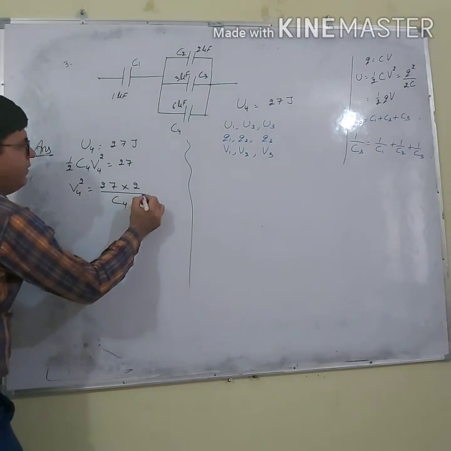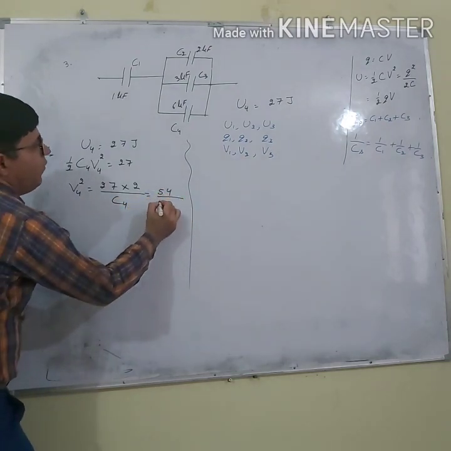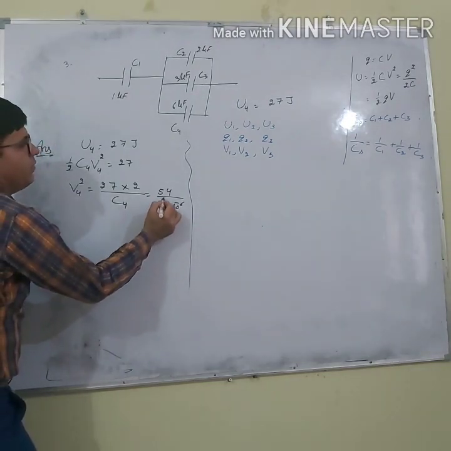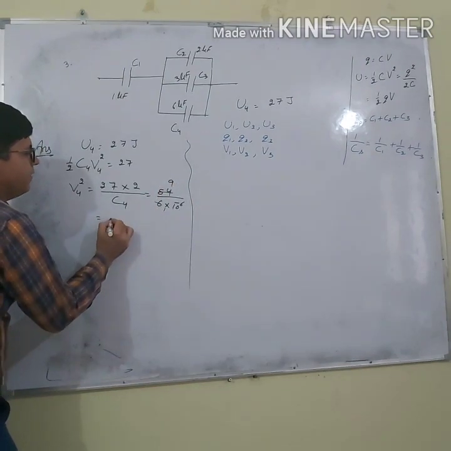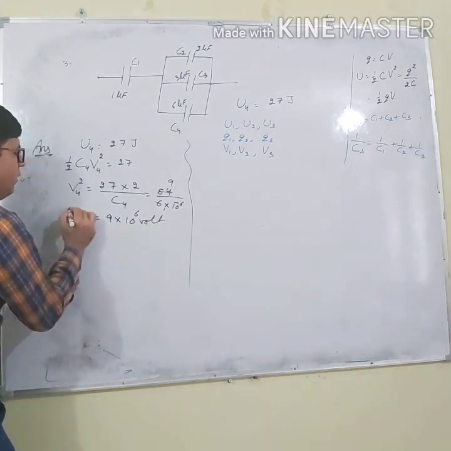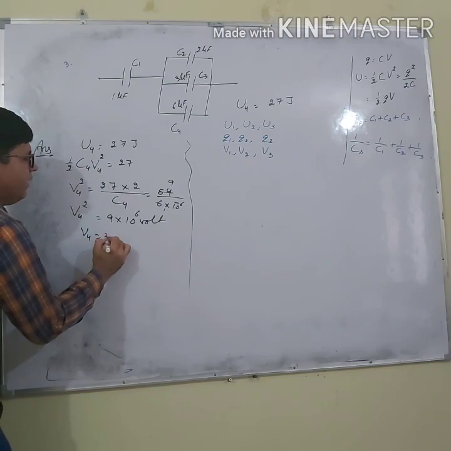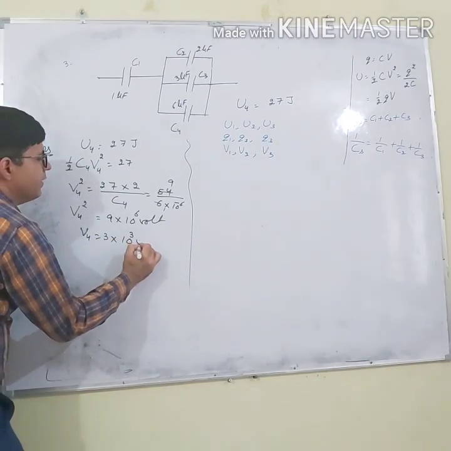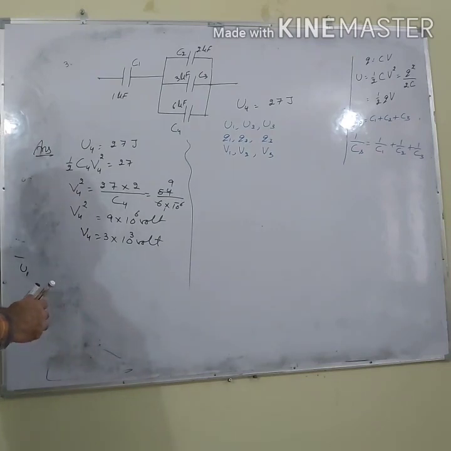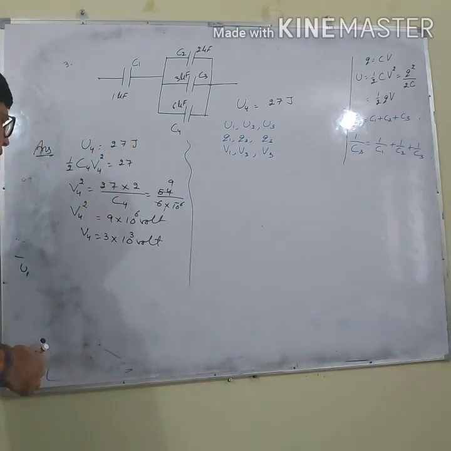And this is 54. And what is C4? 6 into 10 to the power minus 6. And I know 6 9s are 54. It is 9 into 10 to the power 6 volt square. Now V4 is 3 into 10 to the power 3 volt. So potential across the fourth capacitor is 3000 volt.